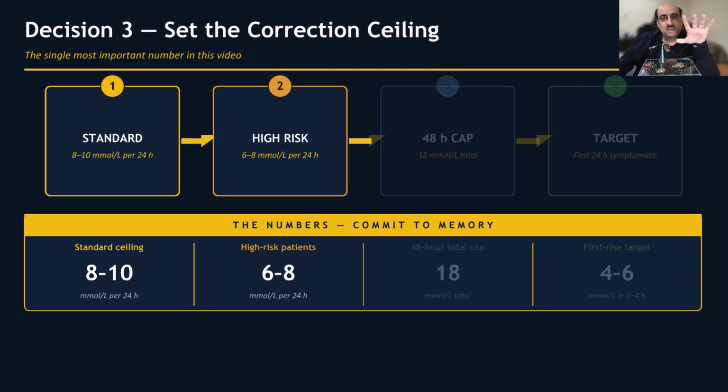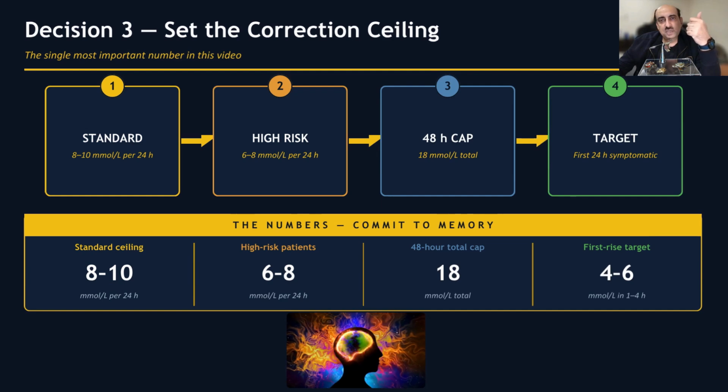We will discuss this later, but the real high-risk patients are chronic alcoholic patients, anyone who is malnourished, hypokalemic patients with liver disease, and any chronic patient in whom the serum sodium is less than 105 millimoles per liter. The total 48-hour correction limit is 18 millimoles. Let's say you have corrected 10 millimoles in the first 24 hours. So the target for the next 24 hours will be an additional 8. That is your allowance to make it 18 in total.